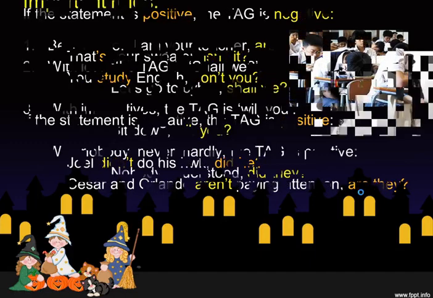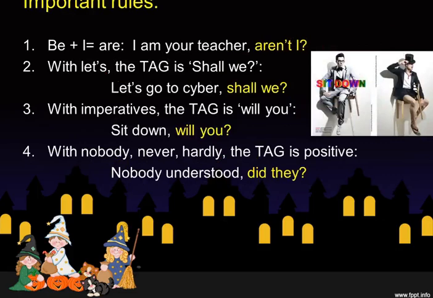These are the rules. Some other important rules. If the sentence is I am, for example, I am your teacher, I am always changes into aren't I. And let's always changes into shall we. Let's, the tag is shall we always. Let's go to the class. How can we change that statement into a question tag? Let's go to the class. Shall we? So always beware of this rule.